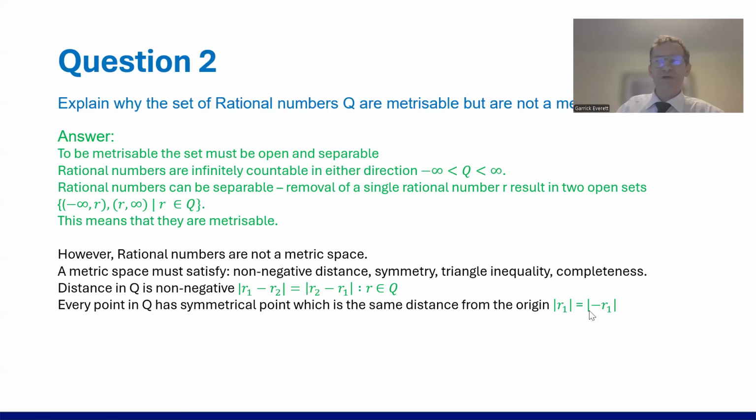Every point in Q has a symmetrical point which is the same distance from the origin. So the absolute value of R1 equals the absolute value of minus R1. So that distance from the origin is going to be the same. So there's a symmetrical point. So we've got non-negative, we've got symmetry.